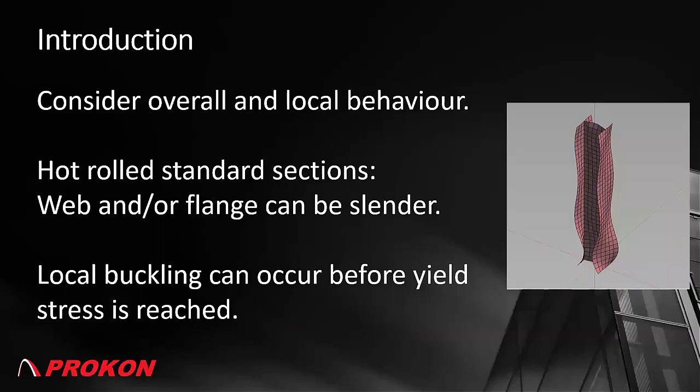When we design steel members, we need to consider both the overall behavior of the member as well as the local buckling of the member section. Standard sections are usually hot rolled sections, and the section's webs and flanges tend to be slender. This means that, subjected to loading, it is possible for the flanges or the webs to buckle. In certain cases, it is possible that the local buckling can occur before the yield stress is developed in the section. These sections are referred to as Class 4 sections.